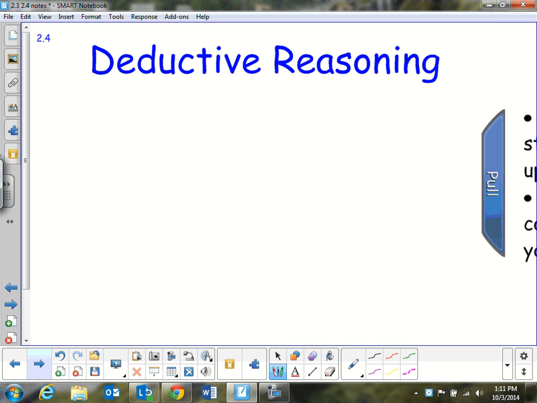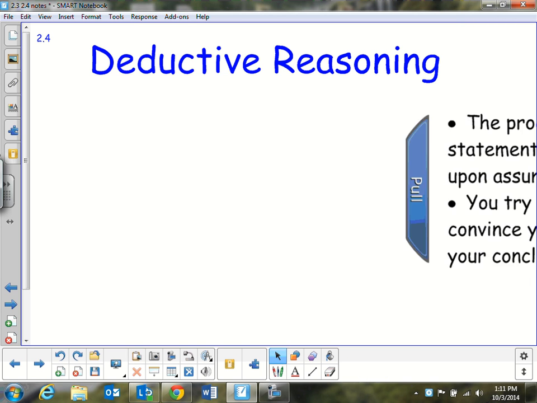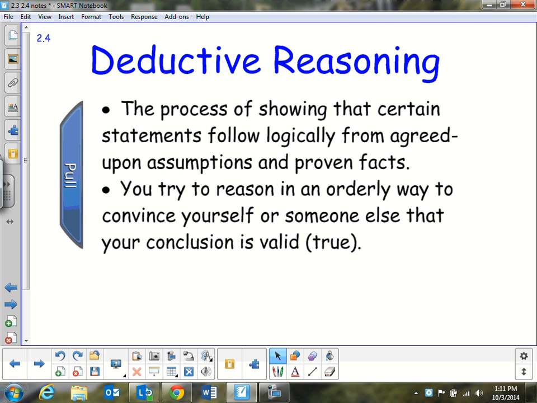Deductive reasoning is the process of showing that certain statements follow logically from agreed upon assumptions and proven facts. So I would highlight that. Whenever you think of deductive reasoning, think of proof. You can think about lawyers in the real world. They always use deductive reasoning. Deductive reasoning shows proof and it validates.